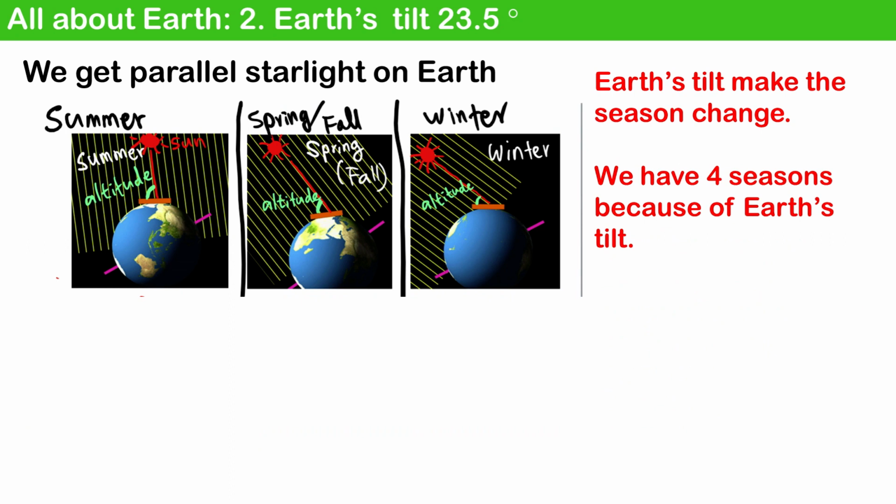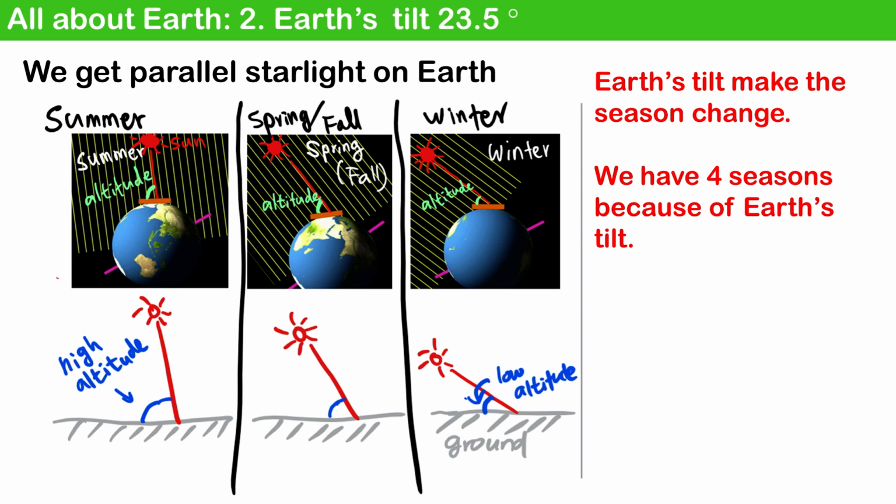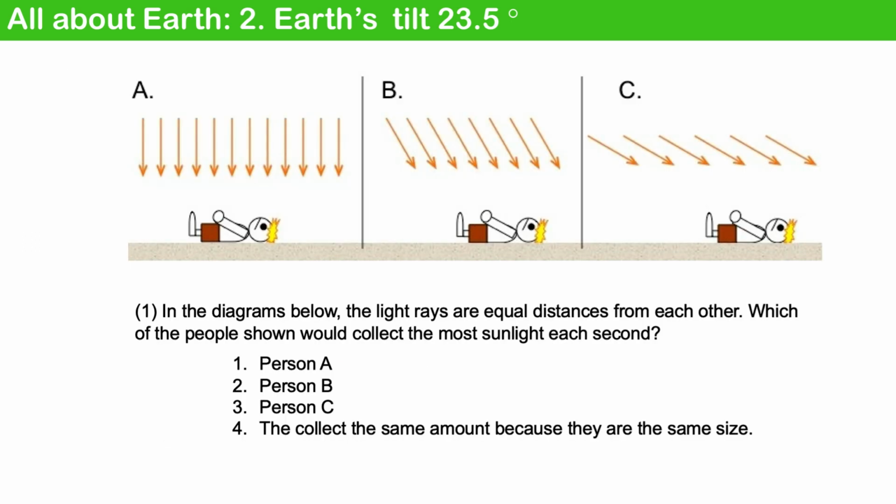So now you see Earth's tilt, 23.5 degrees. This Earth's tilt makes the seasons change. We have 4 seasons because of Earth's tilt. In summertime you get the high altitude of the sun, which gives more light to the ground. In wintertime you get low altitude, which gives a low amount of sunlight. The altitude is the angle between the ground and the sunlight input.